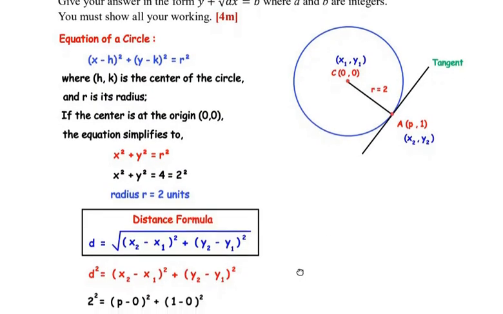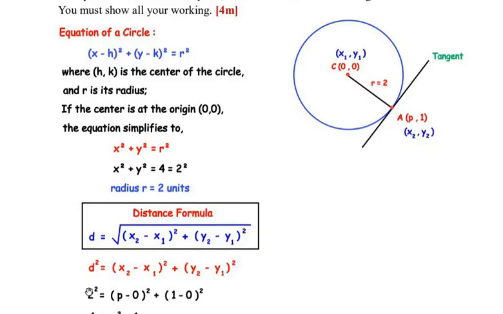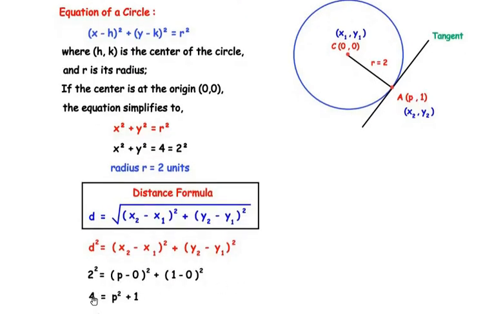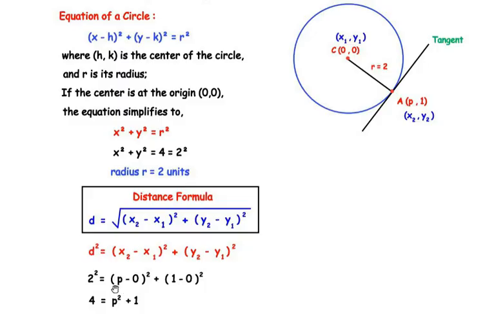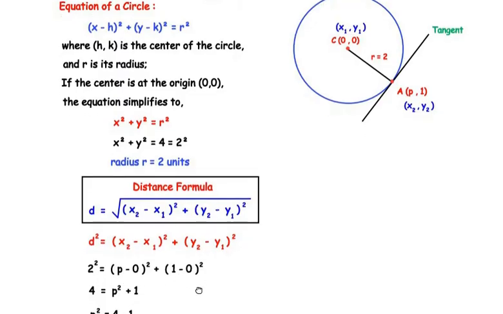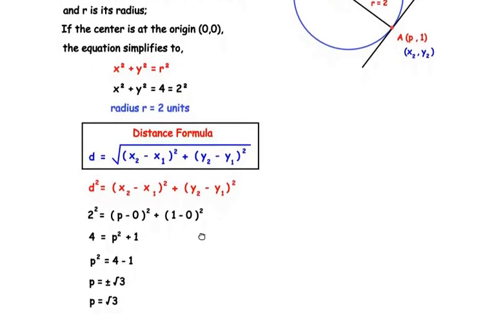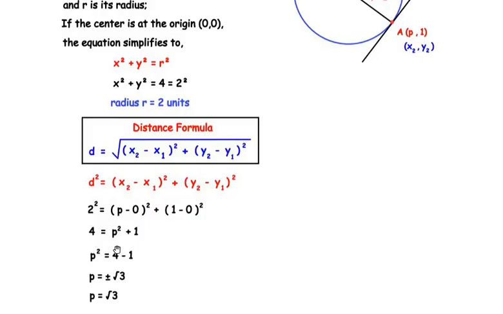So we have written distance, which is the radius, 2 squared, is equal to x2 minus x1, which becomes p minus 0 the whole squared, plus y2 minus y1, which becomes 1 minus 0 the whole squared. Now let us simplify this. 2 squared gives us 4, is equal to p minus 0 is p, so we get p squared, plus 1 minus 0 is 1 and 1 squared gives us 1. Now let us take this plus 1 to the other side of the equal sign. So we get p squared is equal to 4 minus 1, and at the same time let us take this square to the other side of the equal sign.